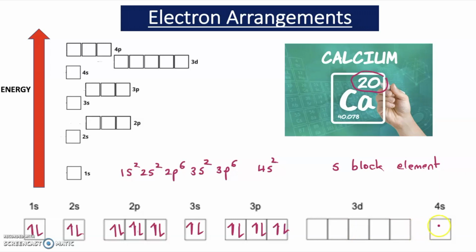Now instead of putting electrons next in the 3d orbital, the 4s orbital fills before the 3d because it's slightly lower in energy, and therefore the electron arrangement ends in 4s2, and therefore it's classed as an S block element.